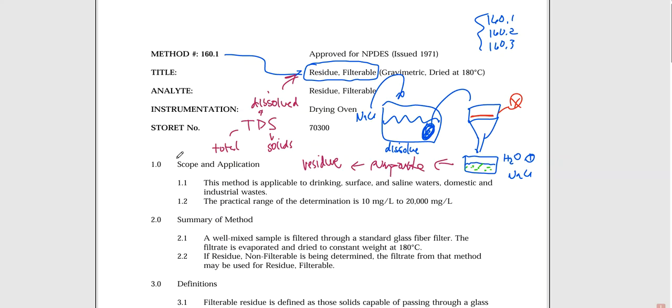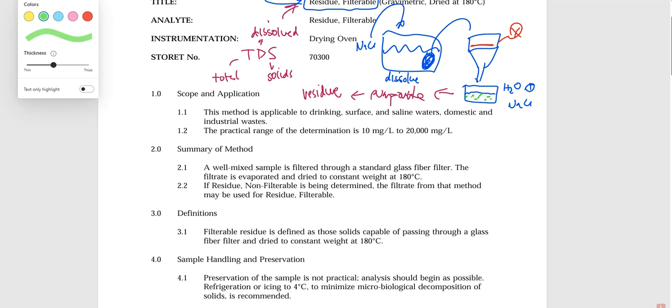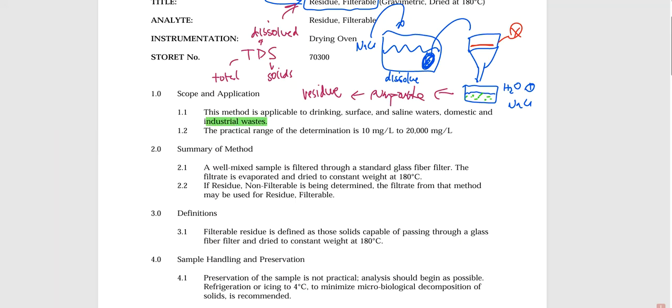All right, so let's take a look at section 1 of the actual proper method. It says scope and application. This method is applicable to drinking, surface, and saline waters, domestic and industrial waste. Whoa, gosh, I hope I can stay away from the industrial waste. I mean, is that like fecal matter and poop and stuff?